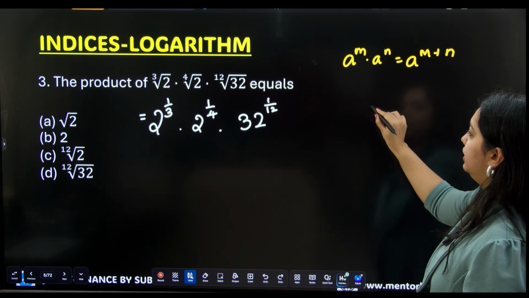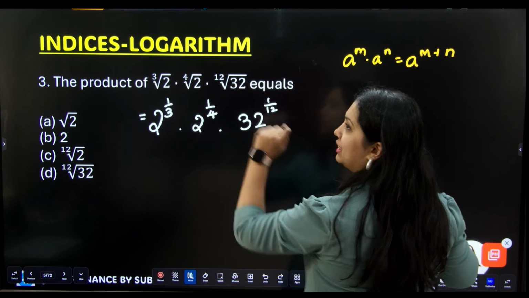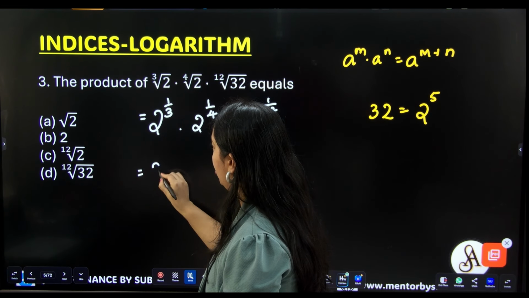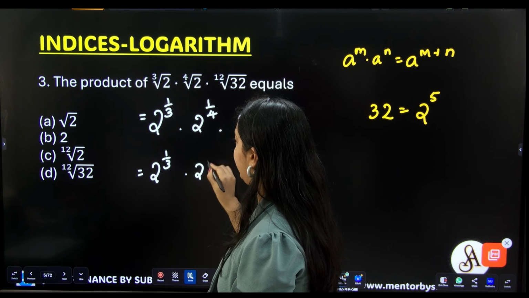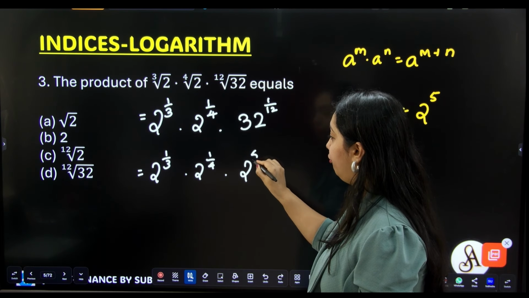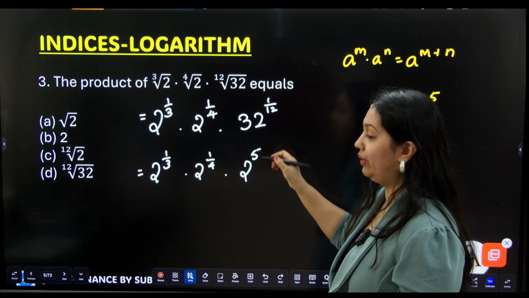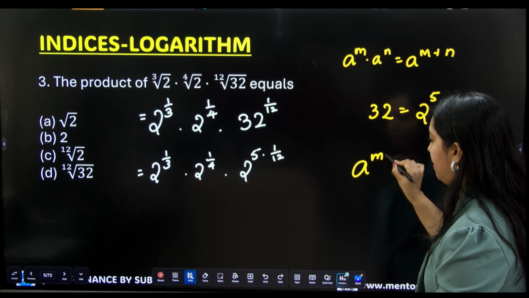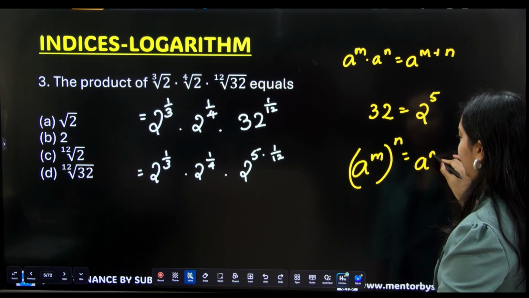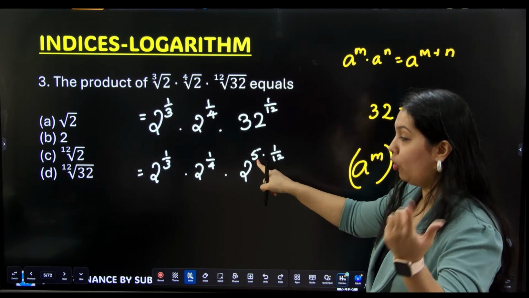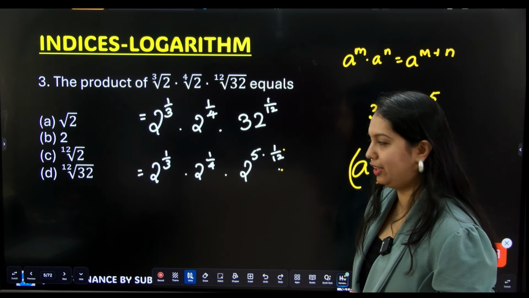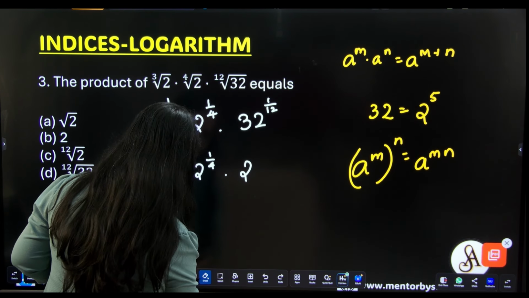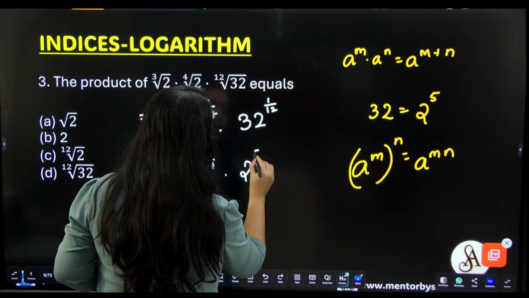Next step, I know 32 can be expressed as 2 power something, which is nothing but 2 to the power of 5. Multiply 2 for 5 times, you will get 2 to the power of 1 by 3, 2 to the power of 1 by 4, 2 to the power of 5, whole to the power of 1 by 12. So, I need to multiply. Ma'am, which property did you apply? Third property, which says a power m whole power n is a to the power of m into n. 2 power 5 whole power 1 by 12 is 2 to the power of 5 into 1 by 12, which I'll write in one step as 5 divided by 12.